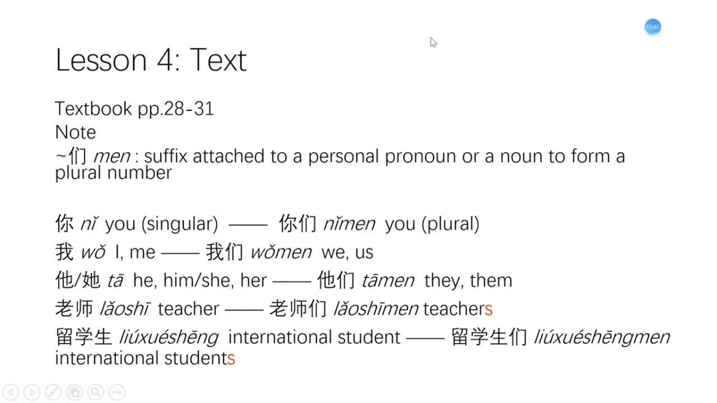And then we can attach this suffix to these pronouns to make a plural pronoun, okay? Like 你们, this means you, but plural. It's not just one person, but some people, you, okay? And 我们, in English, we can say we or us, compared to I and me, okay? So 我们 means we or us. And similarly, 他们, that means they or them. Compared to he and she, 他们 is a plural pronoun, which means they or them, okay?